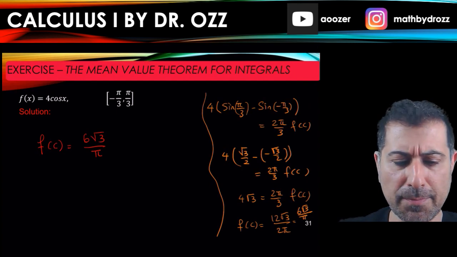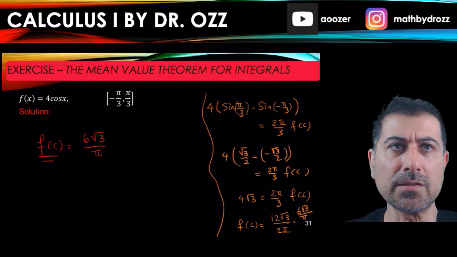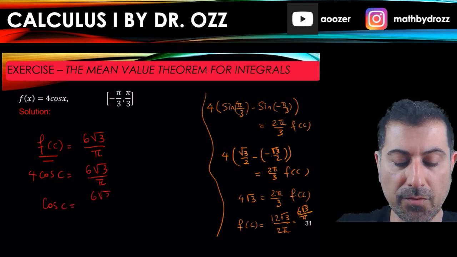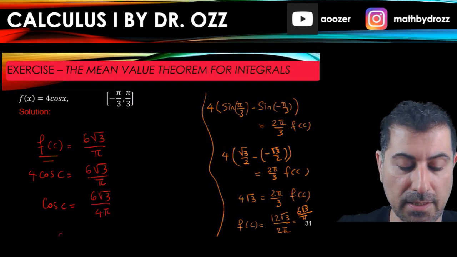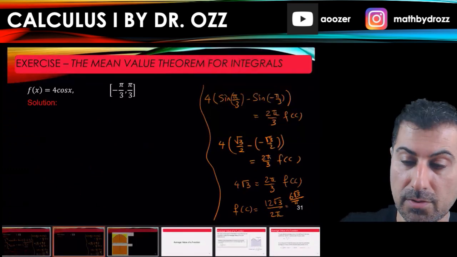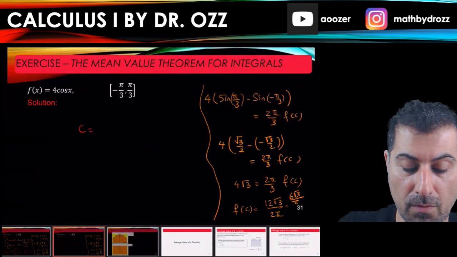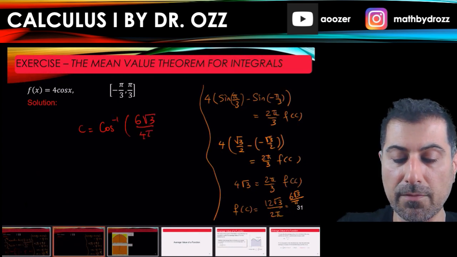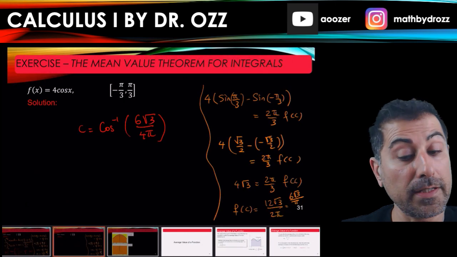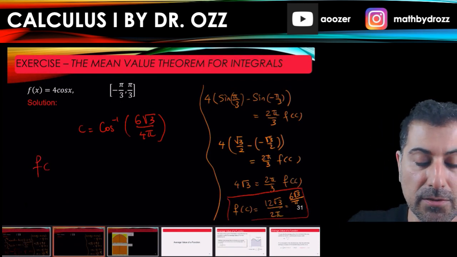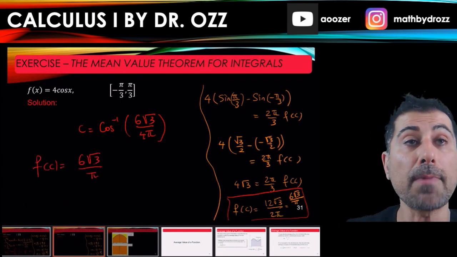You can go ahead and find c by writing what f of c is equal to. So f of c equals 4 times cosine c, and cosine c equals 6 radical 3 over 4 pi, so c is going to be cosine inverse of 6 radical 3 divided by 4 pi. You can go ahead and calculate this, but in the meantime, all I needed, in fact, was f of c. So f of c equals 6 radical 3 divided by pi.